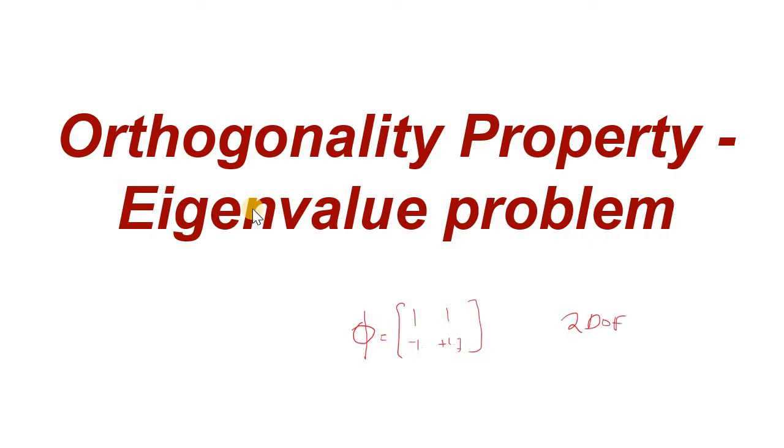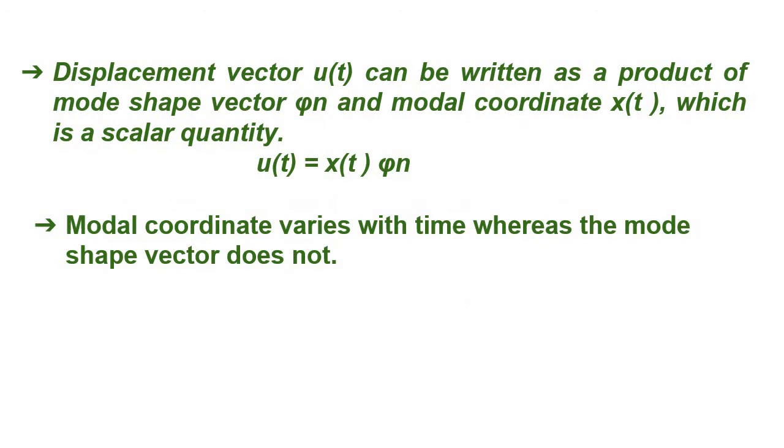Now we need to study the 3 degree of freedom system, but before that we need to study the orthogonality property. So let us look into that. For that, let us consider a displacement vector. I am representing this displacement vector u of t as a product of the modal shape and the modal coordinate.